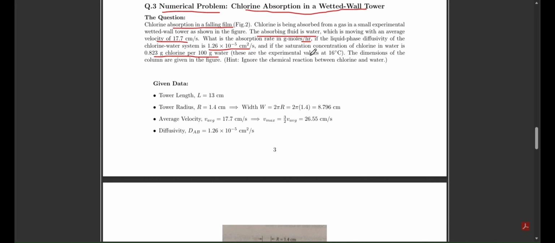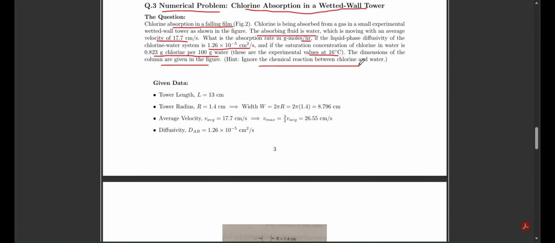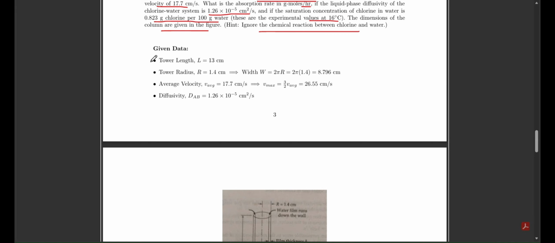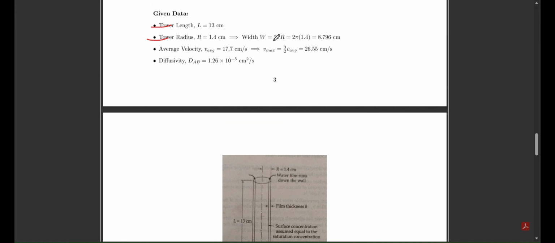These are the experimental values at 16 degrees. The dimensions of the column are given in the figure. Ignore the chemical reaction between chlorine and water. The given data is tower length 13 centimeters and tower radius, which is given, and we can calculate the width as we are given a cylinder, so the width will be 2πr.